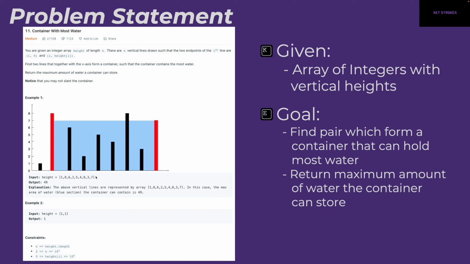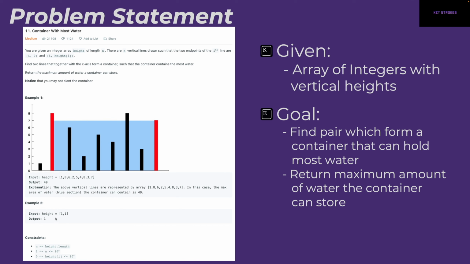So here we can see, for example 1, this is the height array, which is 1, 8, 6 and so on, and we can see the heights are 1, 8 and 6. That's how they represent it. And in this case the answer is height 8 and height 7 as the two vertical lines combined with the x-axis, which can hold 49 units of water. And this is the output that we need to return, that is how much water the container can hold.